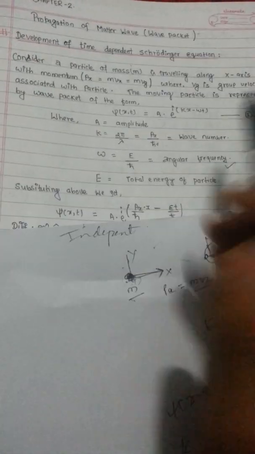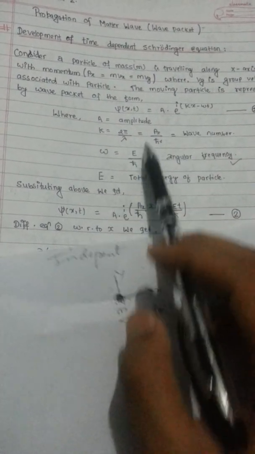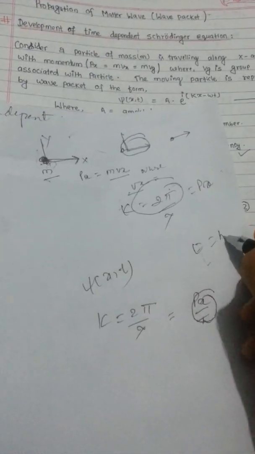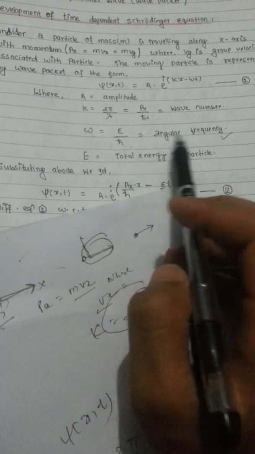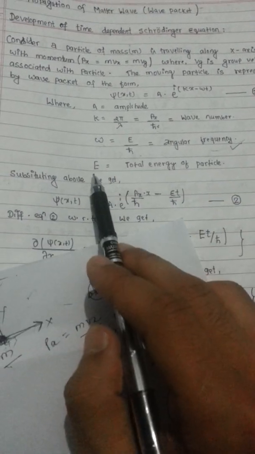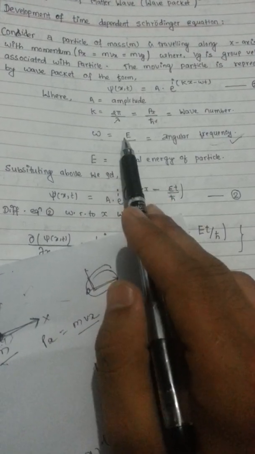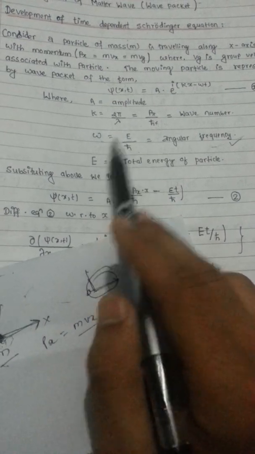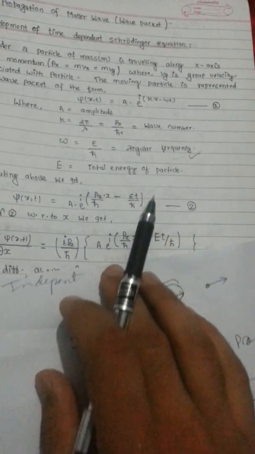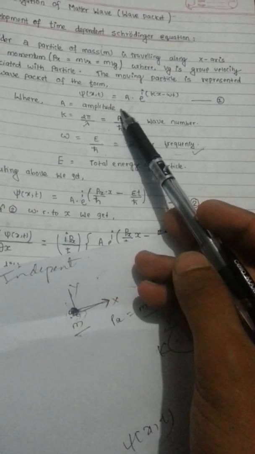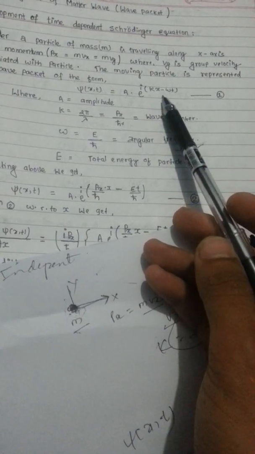And next is omega. We need to put the value of omega, so omega equal to E by h cut, because we know that E equal to h cut omega. From this we can write omega equal to E by h cut. This is the angular frequency, and this E is the total energy of the particle. Total energy of any particle is the sum of kinetic energy and potential energy. Substituting the values, k equal to px by h cut and omega equal to E by h cut.